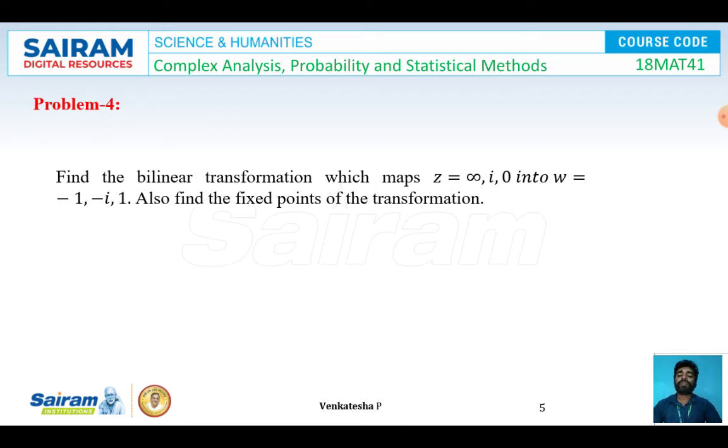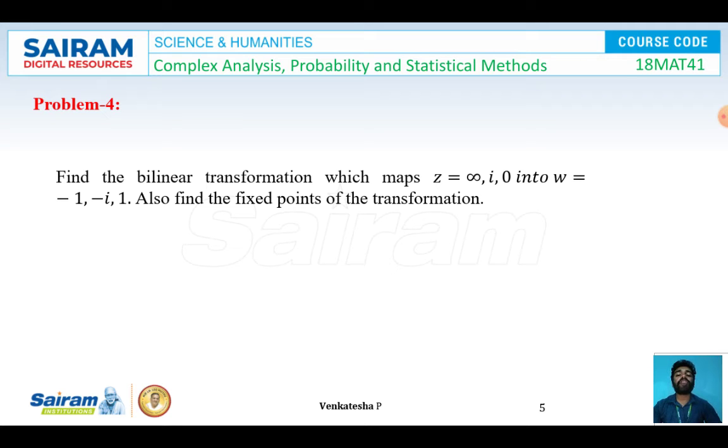Problem number 4. Find the bilinear transformation which maps z = infinity, i, 0 into w = -1, -i, 1. Also find the fixed points of the transformation.